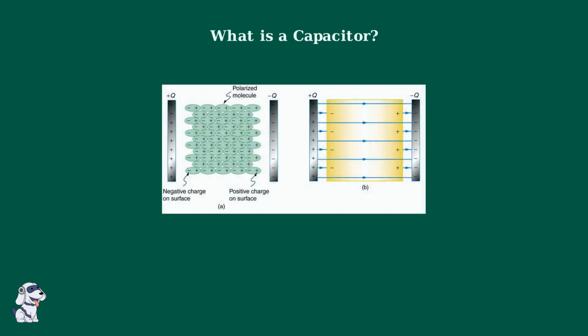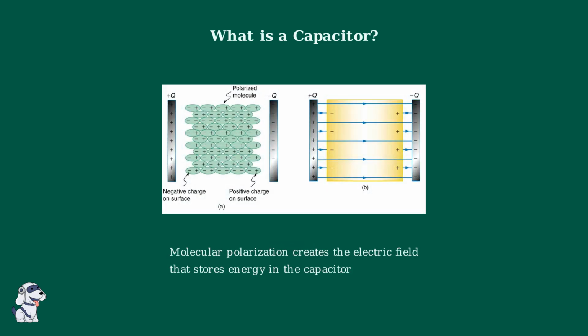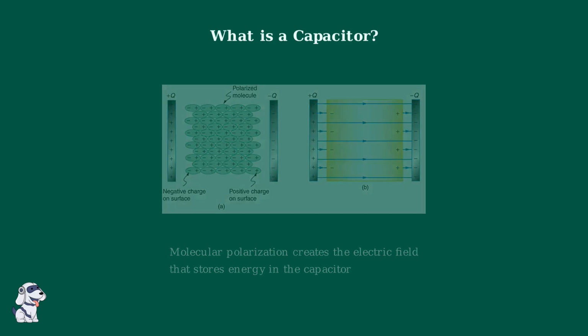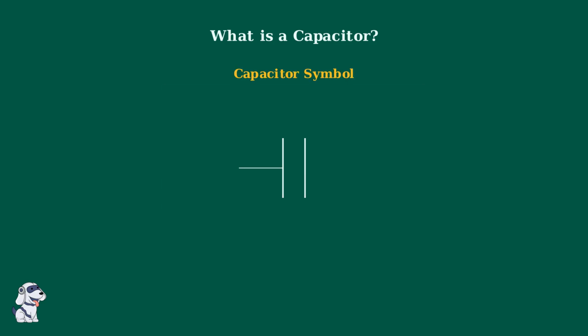This diagram shows how molecules in the dielectric material become polarized when placed between charged plates. The electric field lines demonstrate the energy storage mechanism that makes capacitors so useful in electronic circuits. In circuit diagrams, capacitors are represented by two parallel lines with a small gap between them, symbolizing the two plates separated by the dielectric material.